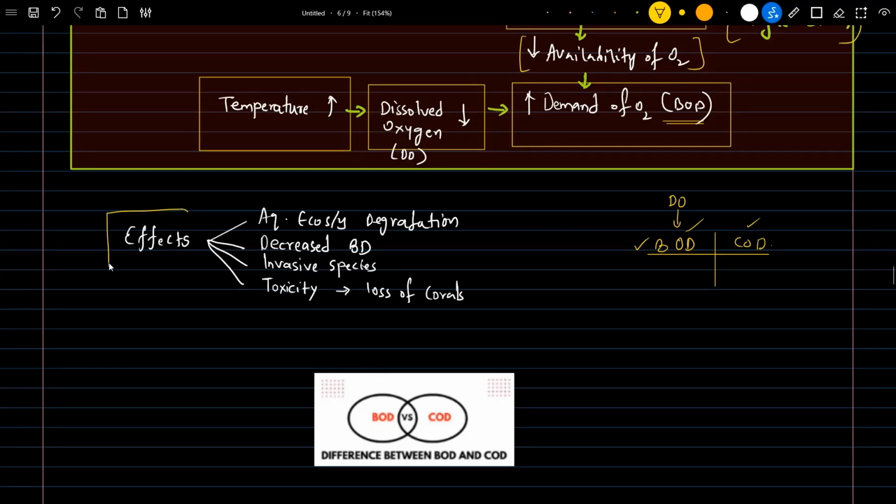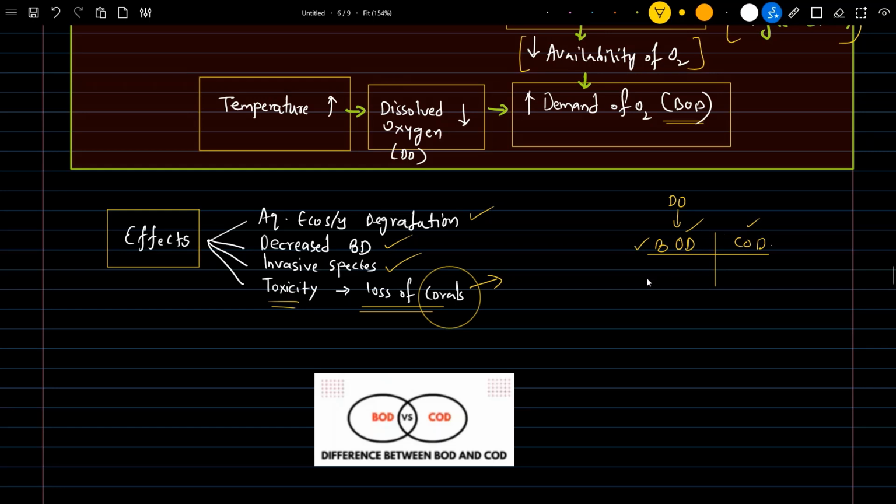Coming to the effects of it, the major effects are four. Aquatic ecosystem degradation will happen because of eutrophication, there will be a decrease in biodiversity, and there will be an emergence of invasive species. Eutrophication also leads to toxicity, which also leads to the loss of corals. A little later we'll also understand what corals are.